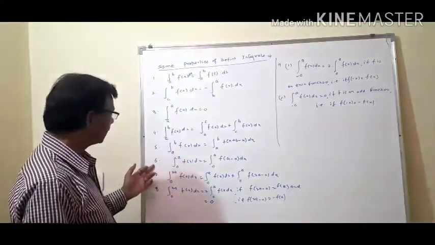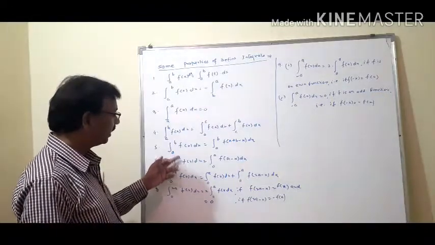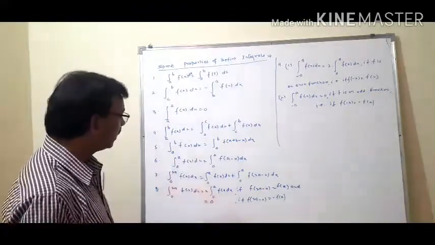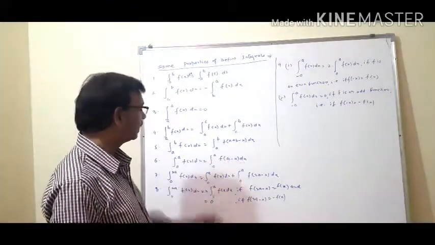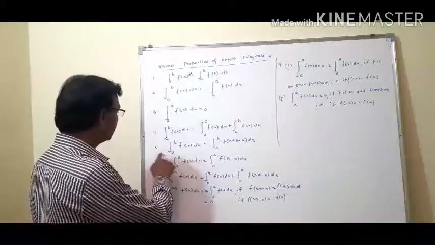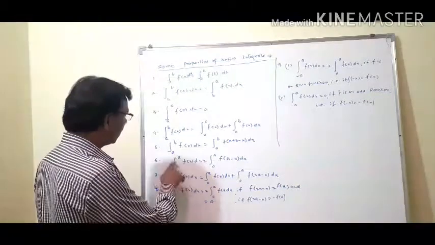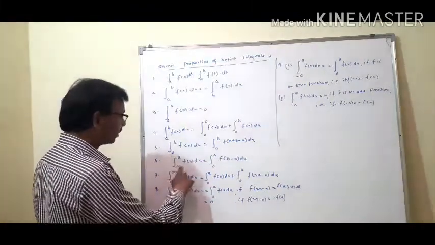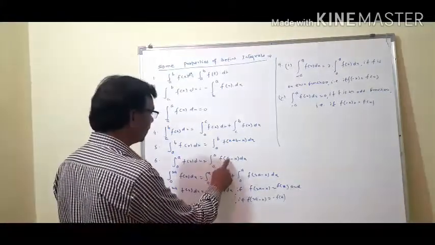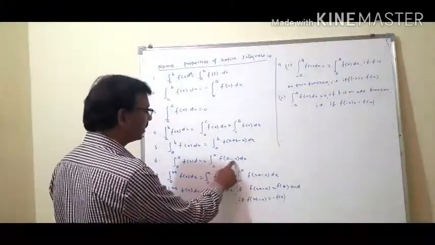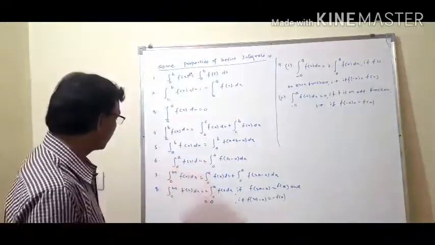Now the sixth property, the integration from 0 to a of f of x dx equal to the integration from 0 to a of f of a minus x dx. This property is the same as the previous property. In the fifth property, put a as 0 and b as a, so 0 plus a minus x means a minus x. That means the fifth and sixth properties are the same.